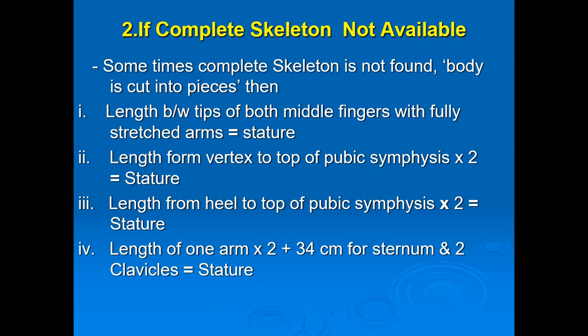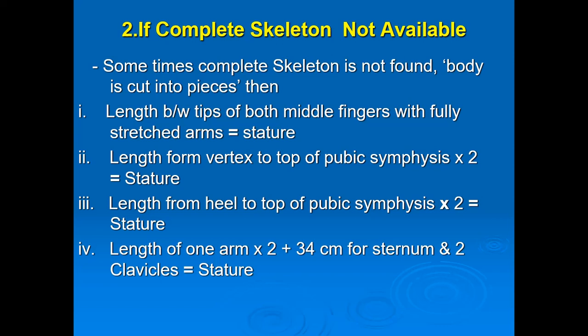Now in the second scenario, you only have the upper body skeleton. So the length from the vertex of the skull to the top of the pubic symphysis multiplied by 2 is equal to stature. So you will measure the length from vertex to pubic symphysis and multiply by 2, that will give you stature.